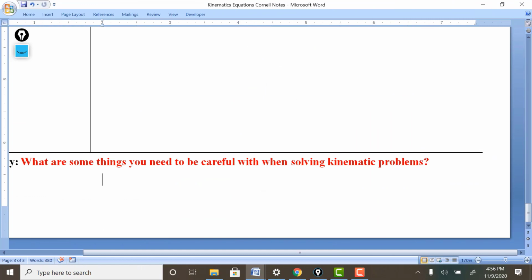What are some things that you need to be careful with when solving kinematic problems?